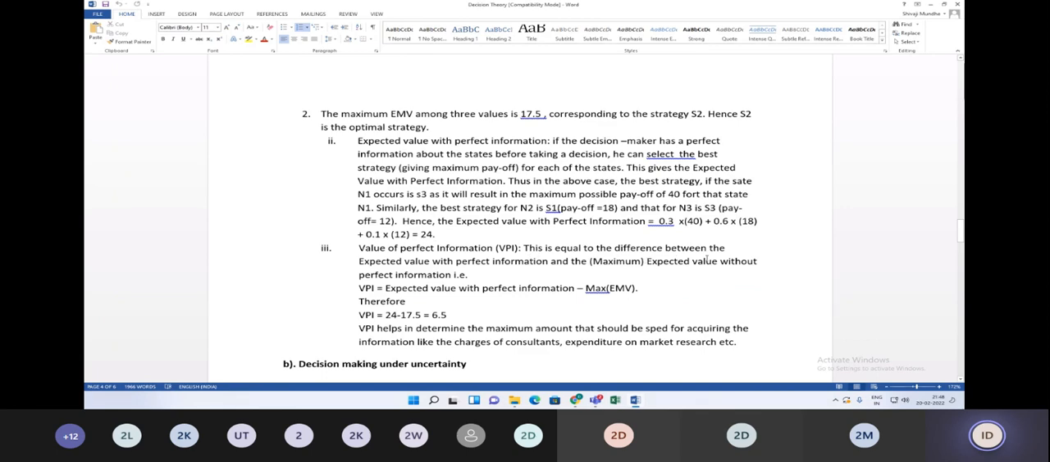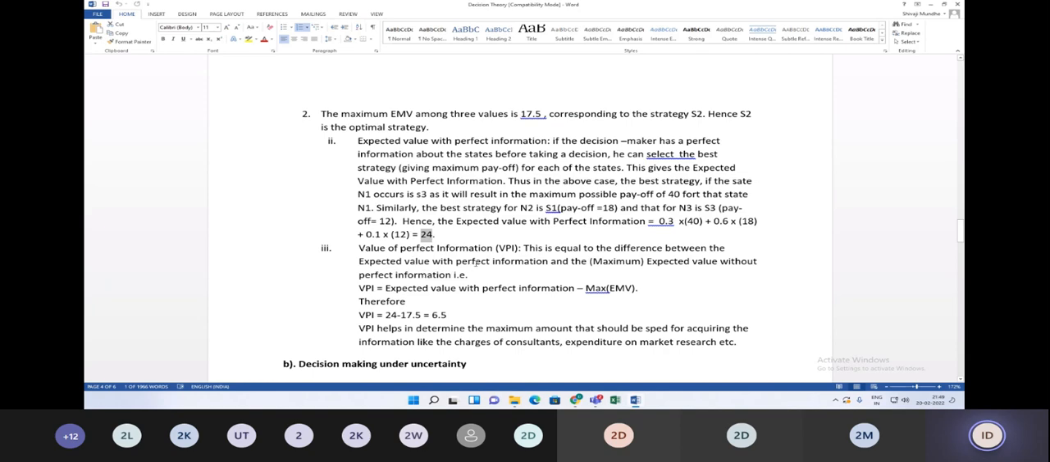Now one more calculation we did last time is the value of perfect information, VPI. This is the difference between the expected value with perfect information and the maximum expected value without perfect information. So VPI is the expected value with perfect information minus the maximum EMV. The expected value with perfect information is 24, as we just calculated. So 24 minus 17.5 is 6.5, which will be the answer. VPI helps in determining the maximum amount that should be spent for acquiring information, like the charges of anything, maybe expenditure, maybe market research, maybe advertisement, maybe sales.